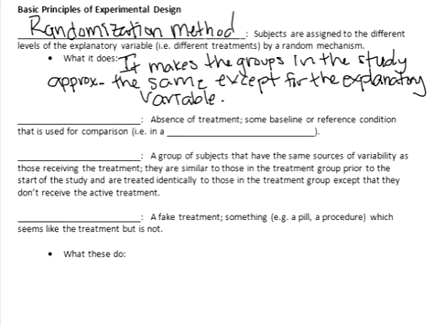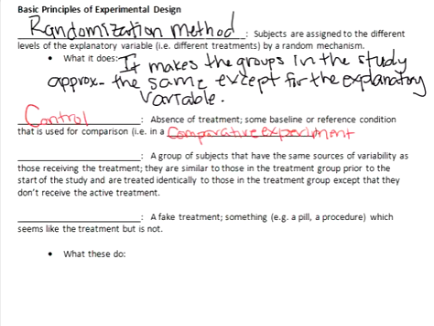Our next definition is control. Control is the absence of treatment, or some baseline or reference condition that's used for comparison in a comparative experiment. We can't see how well something's doing if we don't know where it should have started from, so we need a control in order to find that value.